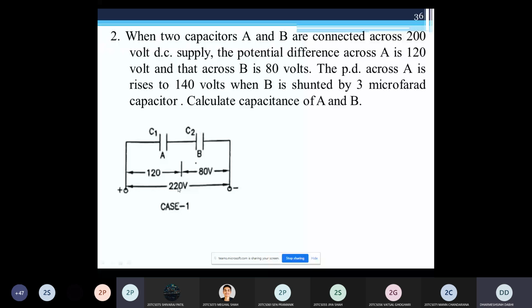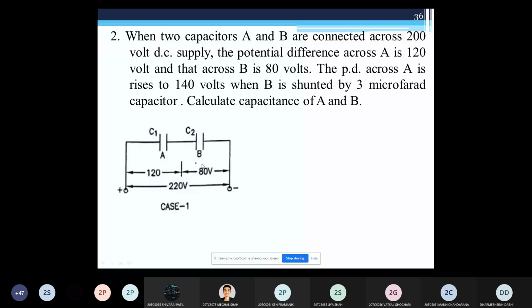So the potential difference across A rises to 140 volt when capacitor B is shunted by a 3 microfarad capacitor. At that time, the voltage across A becomes 140. So what is the value of capacitors A and B that you have calculated here? First we derive the equation when the 3 microfarad capacitor is not shunted. Sir, shunted means it is kept in parallel with C2. Yes, shunted means it is connected in parallel with C2.